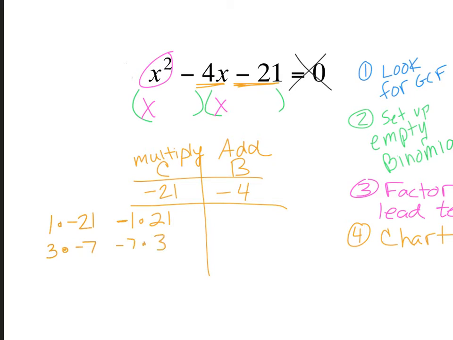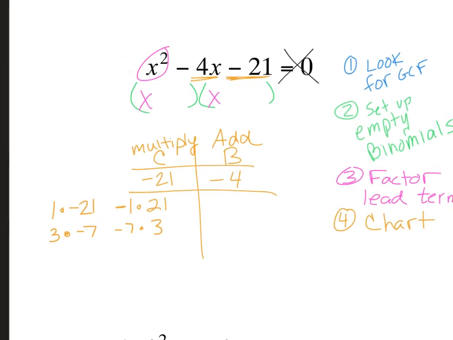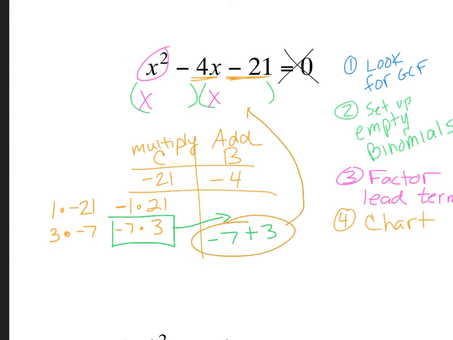And if you noticed, I'm actually going to go ahead and stop right there, because I can see that negative 7 and positive 3 are also going to add up to negative 4. So I have found those 2 numbers that I need. So what was the whole point of finding those 2 numbers? Well, now I can just take them from step 4, and I can put them right up there in those binomials. So this is going to become x minus 7 and x plus 3.